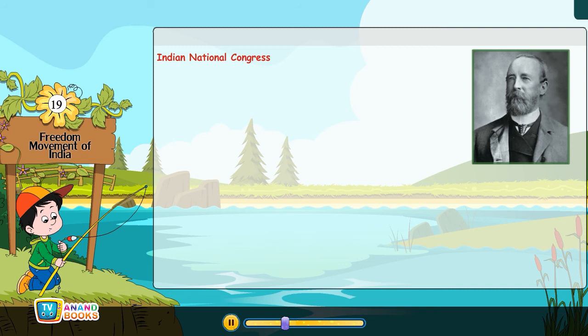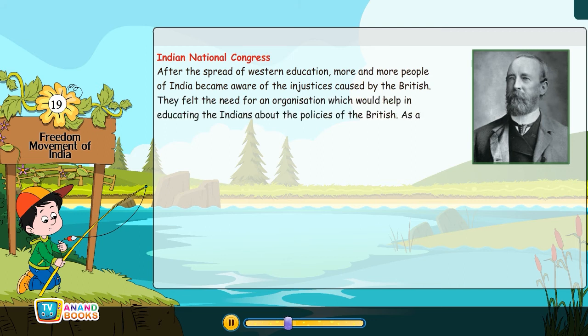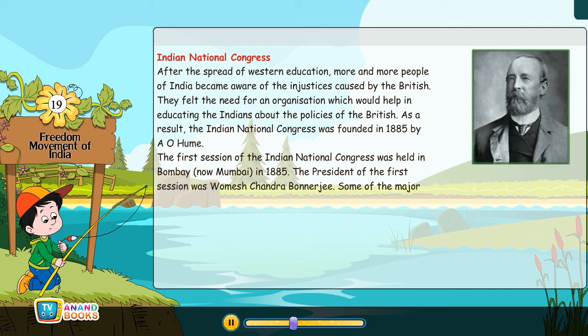Indian National Congress. After the spread of Western education, more and more people of India became aware of the injustices caused by the British. They felt the need for an organization which would help in educating the Indians about the policies of the British. As a result, the Indian National Congress was founded in 1885 by A.O. Hume. The first session of the Indian National Congress was held in Bombay, now Mumbai, in 1885. The president of the first session was Womesh Chandra Banerjee.